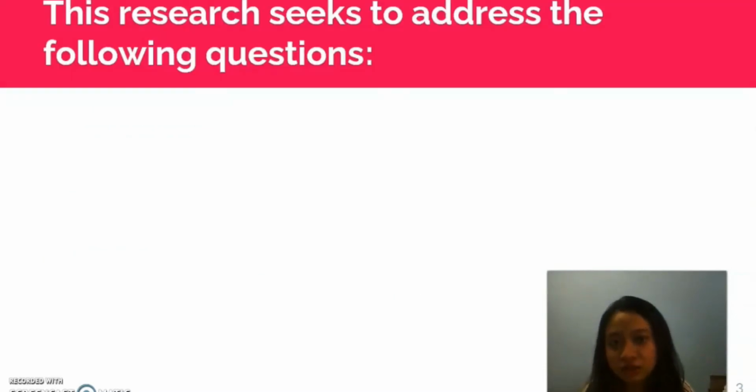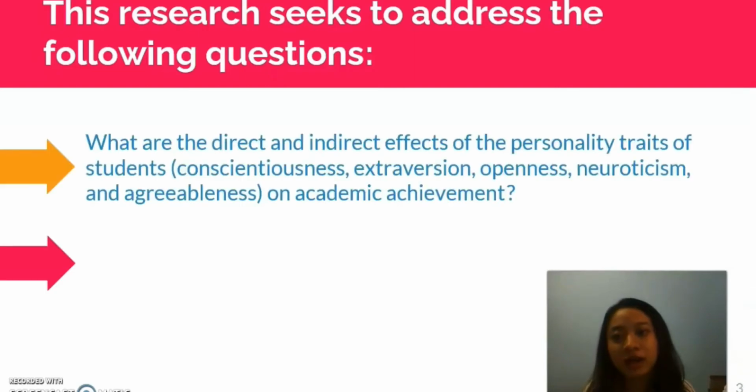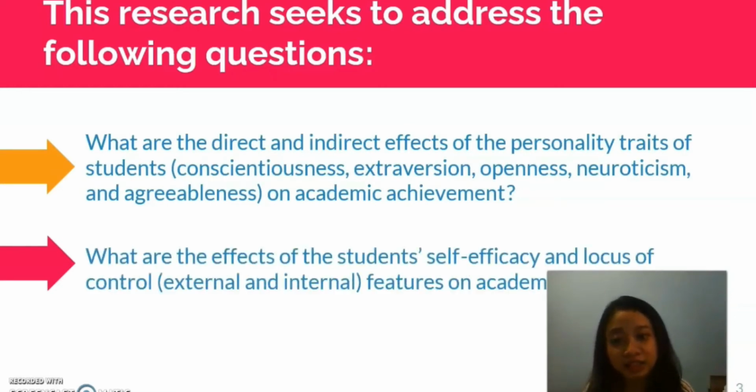This research seeks to address the following questions. What are the direct and indirect effects of the personality traits of students on their academic achievement? And second, what are the effects of students' self-efficacy and locus of control on their academic achievement?